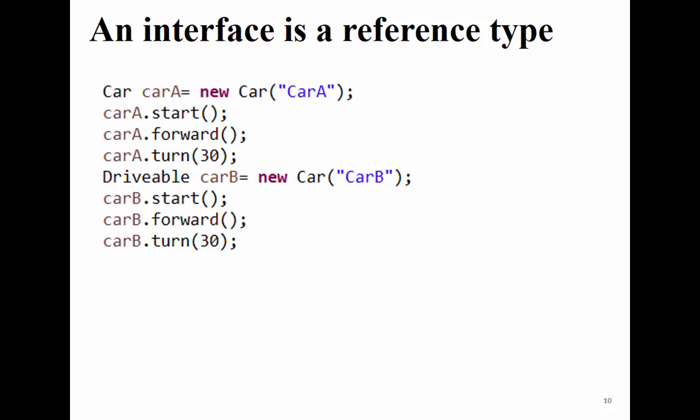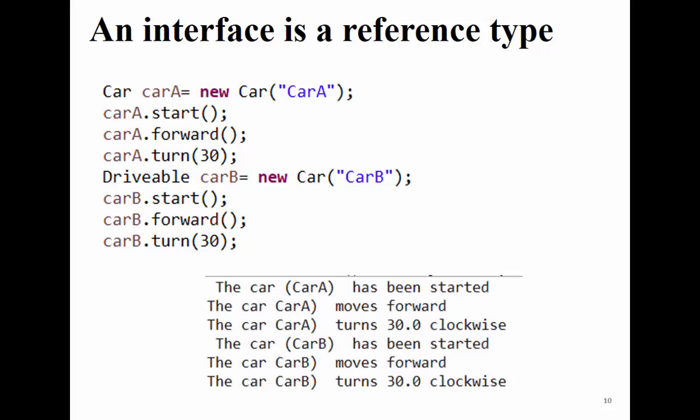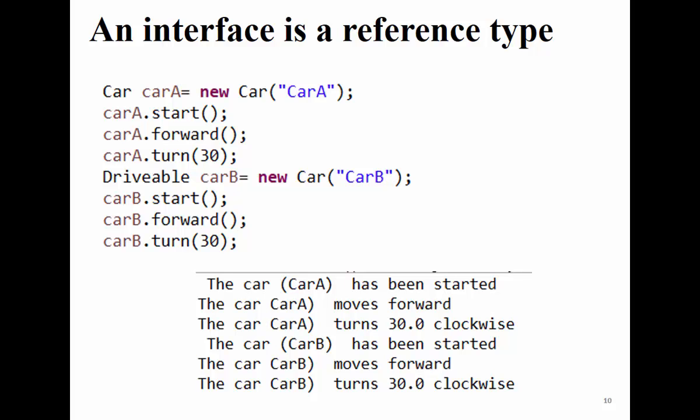So drivable is the common type between the bicycle and the car. So I use drivable for car P as a reference type. I create an object of type car, and I assign it to a reference of type drivable. And I start A and start P, forward P and turn P. So this will be the output if you execute this in Java. The main idea here is using drivable as a reference type.